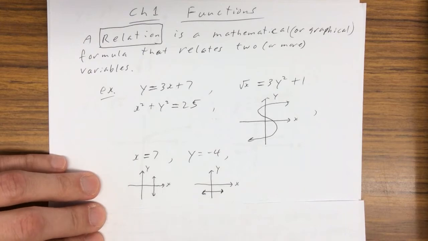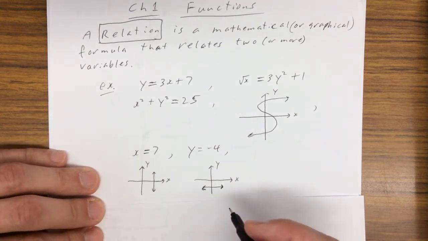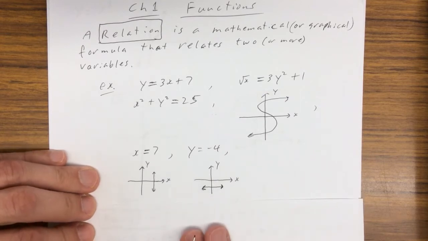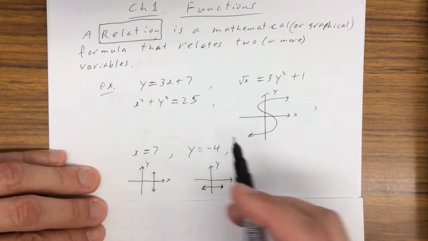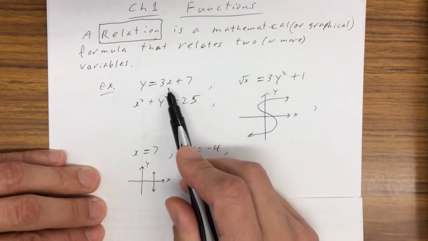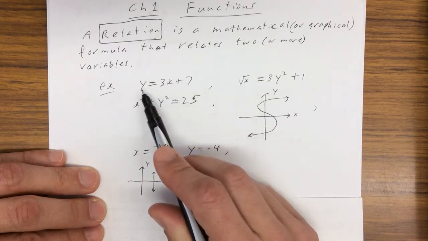Now a function is a little bit different. It is a type of relation, but it's a special type of relation. It's a relation such that for every x value there is only one y. So for example, this works that way. If I choose x equal to 10, well, 3 times 10 is 30, plus 7 is 37. There's only one y value there.